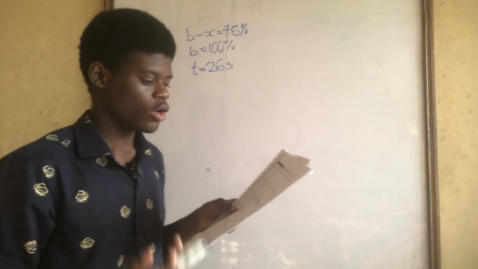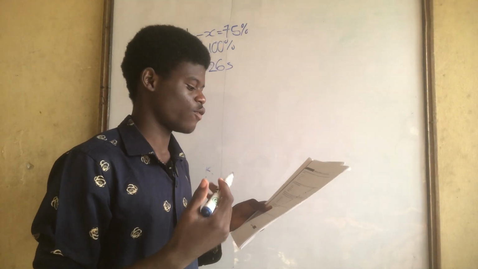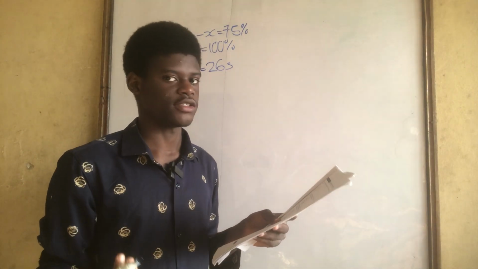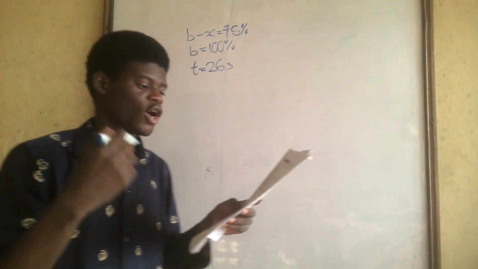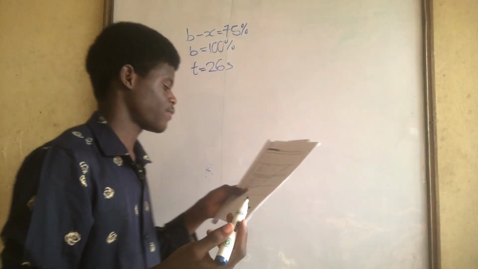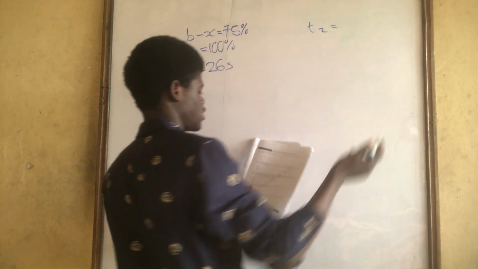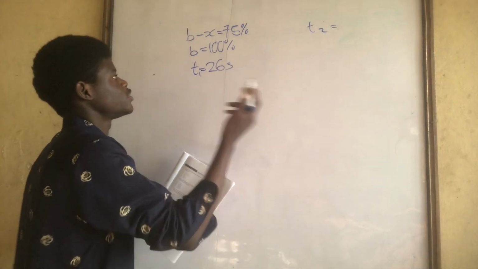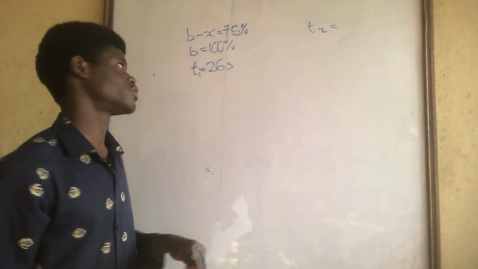Then they ask, how much longer would one have to wait in order to obtain 99% conversion of benzoyl chloride to benzoic acid? This is a two-scenario question also, but it's linked. They said, how much longer would one have to wait? That means this is T1. Now we have to find T2 before we even answer the question. So to find T2, like question 30, we need to find the rate constant first.